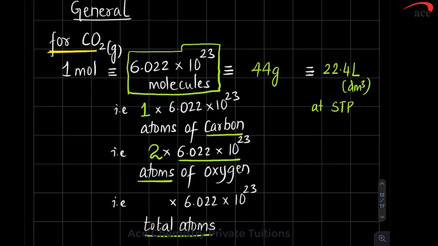If somebody asks you the total number of atoms in this many molecules, how to calculate? Yes, multiply by the total atomicity of carbon dioxide, that is, multiply by 3. So now you can extend your mole concept to even writing the number of atoms.